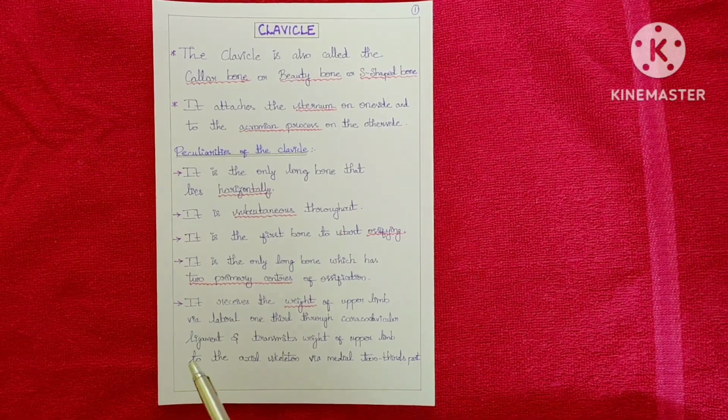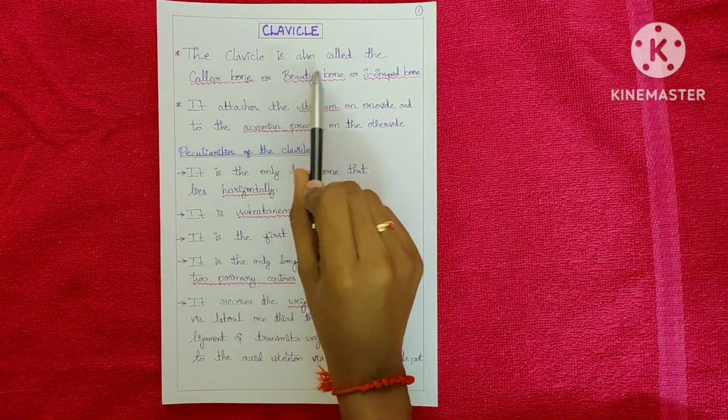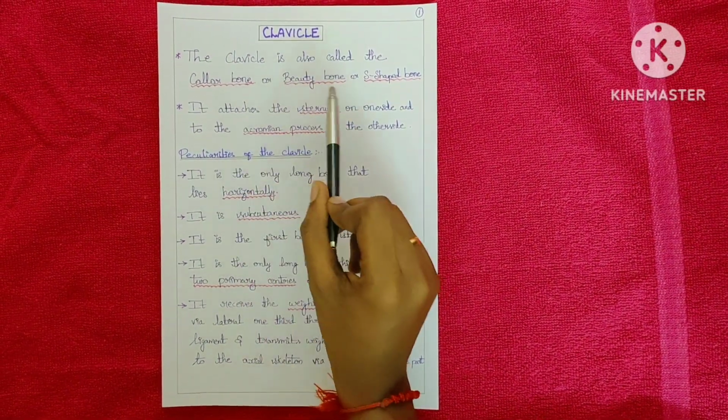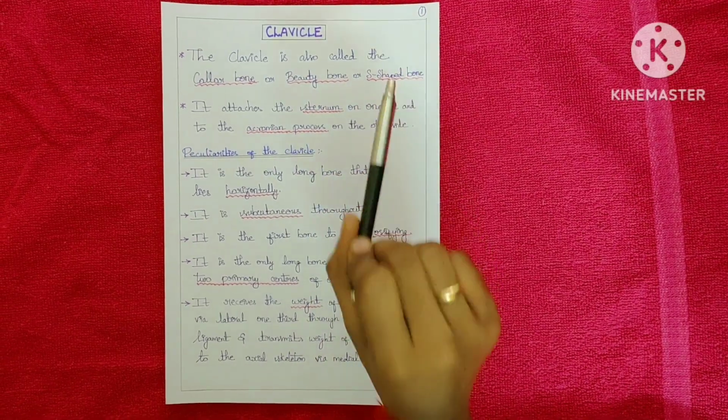Channel Field of Physio. In today's video, we are going to discuss the topic called bone, that is clavicle. The clavicle is the only long bone which lies horizontally. This bone is called clavicle. In our body, we have two clavicles. The clavicle is also called the collarbone, beauty bone or S-shaped bone.